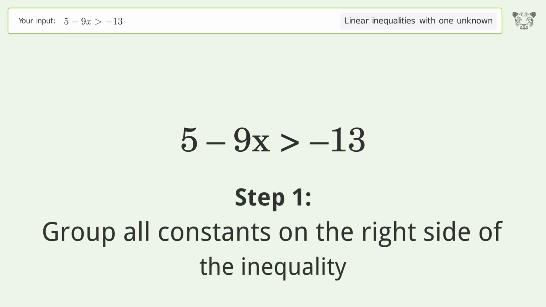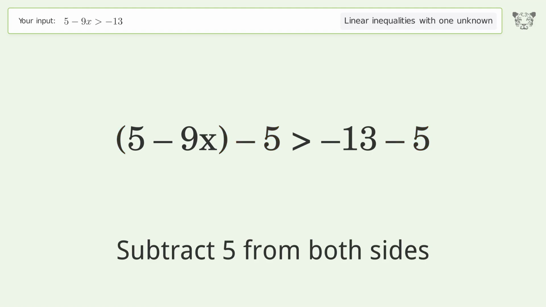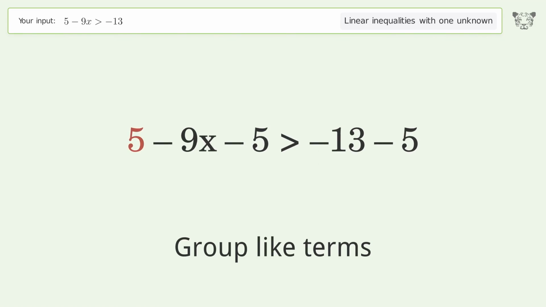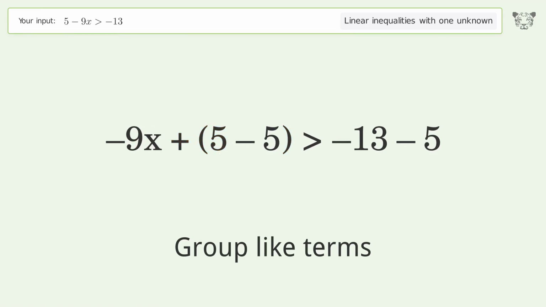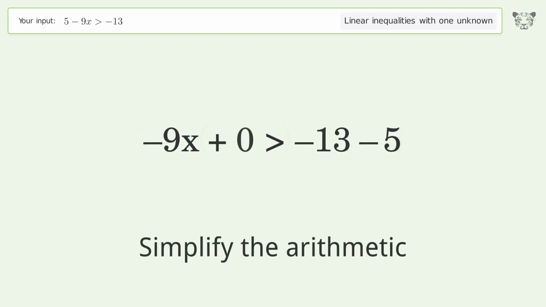Group all constants on the right side of the inequality. Subtract 5 from both sides. Group like terms. Simplify the arithmetic.